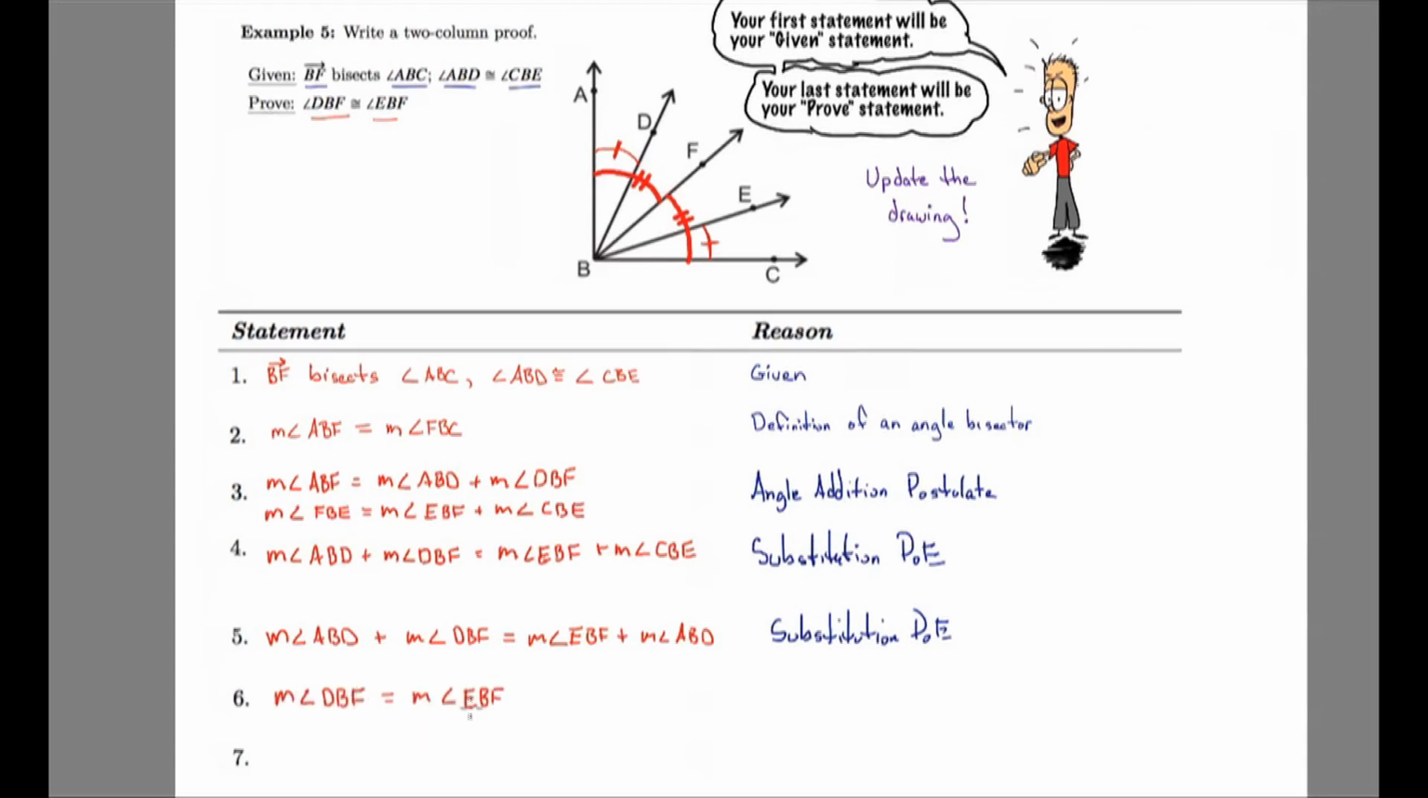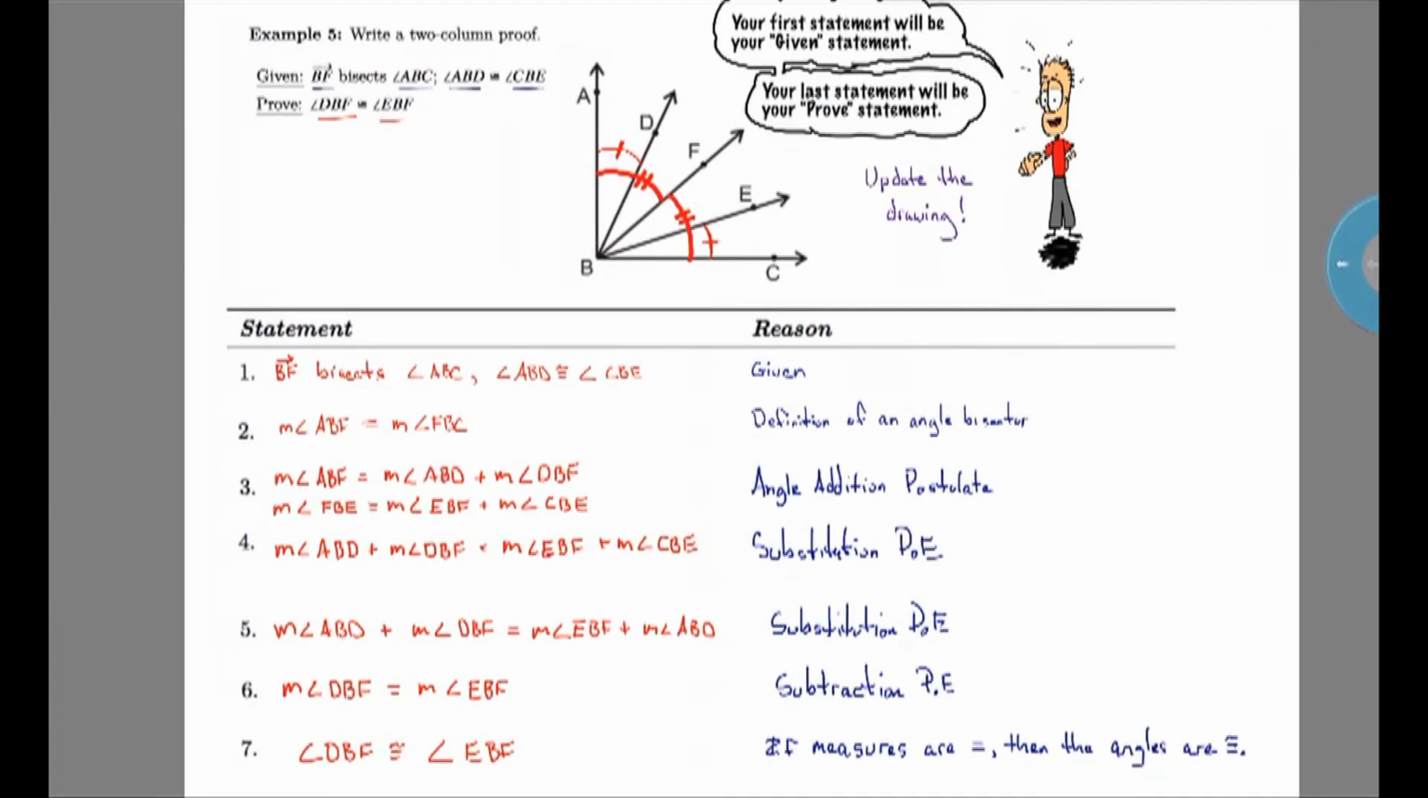In part 6, we're saying the measure of angle DBF equals the measure of angle EBF. Well, that's just the subtraction property of equality. I just subtracted out the measure of angle ABD from both sides. And then that's it right there. So if we know the two measures are equal, then we know that the angles are congruent. So angle DBF is congruent to angle EBF, because if the measures are equal, then the angles are congruent.